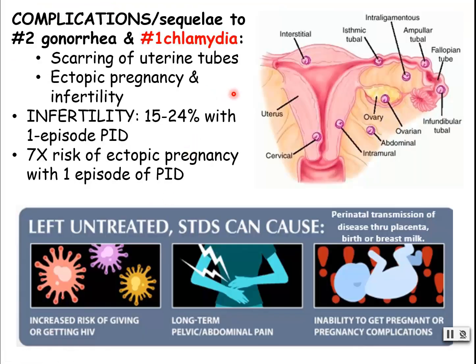So those complications, or the sequelae. Gonorrhea is number 2. The next one we're going to talk about is chlamydia, and it is number 1. Because it's asymptomatic, but yet it is still growing and the immune system is still responding, what happens, particularly in women, in the fallopian tubes, if there is chronic inflammation, is you get scar tissue.